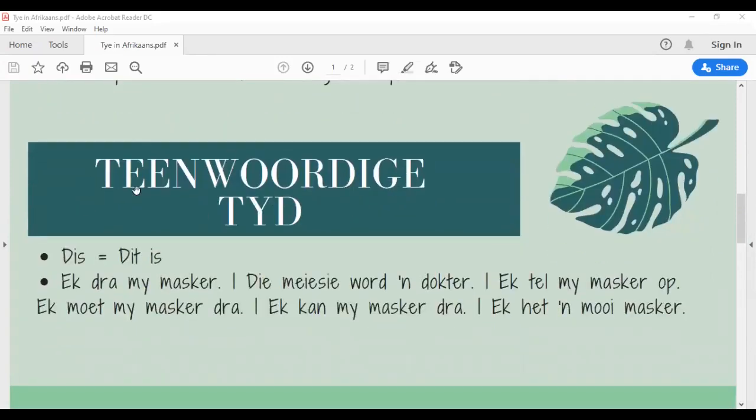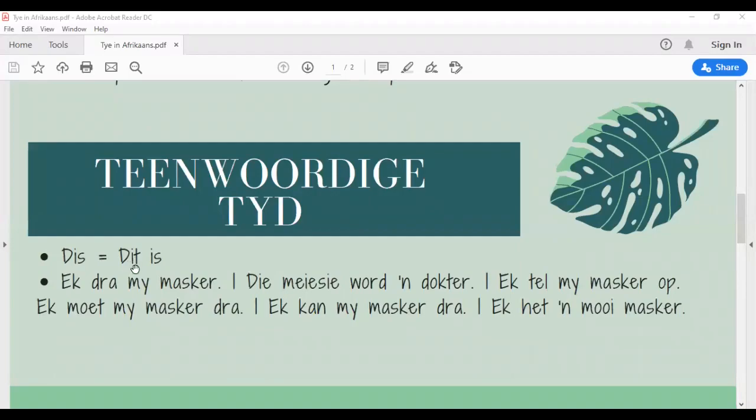Dan die teenwoordige tyd. We all know that is present tense, teenwoordig, it's happening now. And we use words like is. It's usually the sentences that are the easiest to do because we will take out het, we will take out ge if there is, we will take out sal. So this is quite easy to do. On the notes, I did not type out exactly how you do it, but I'm going to explain it now.